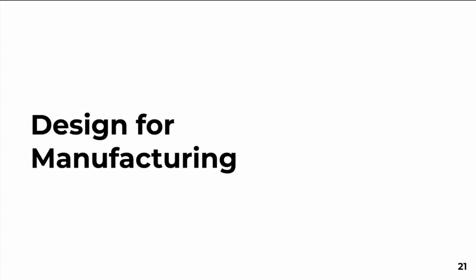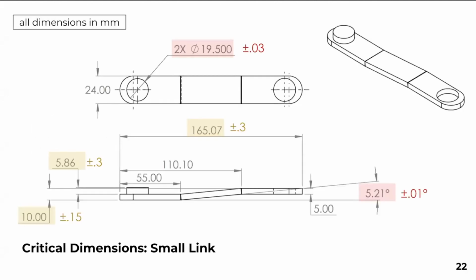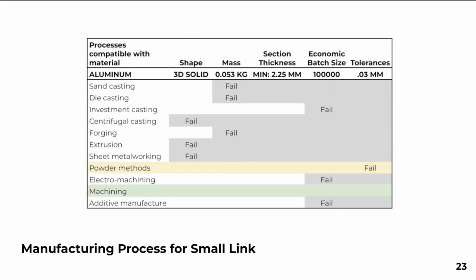Our considerations for design for manufacturing include the analysis of 2 key functional components, the small link and the handle. Our small link, as it was redesigned for automatic assembly, is shown here with key dimensions. All dimensions follow tight tolerances as low as plus or minus 0.03 millimeters to ensure proper functionality of the linkage assembly. We created this process selection table to choose a manufacturing method for the small link.